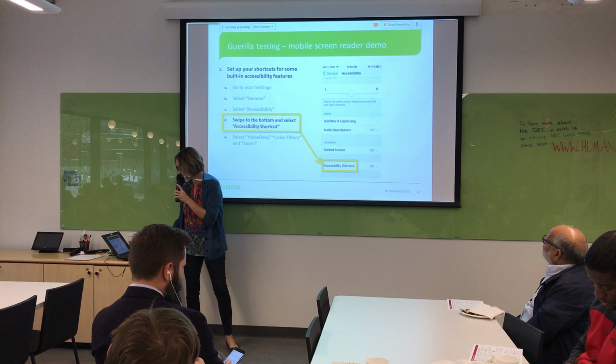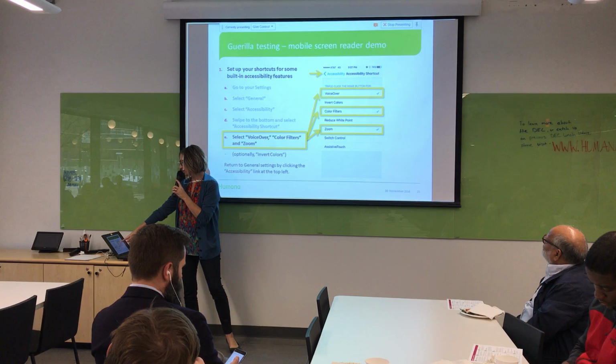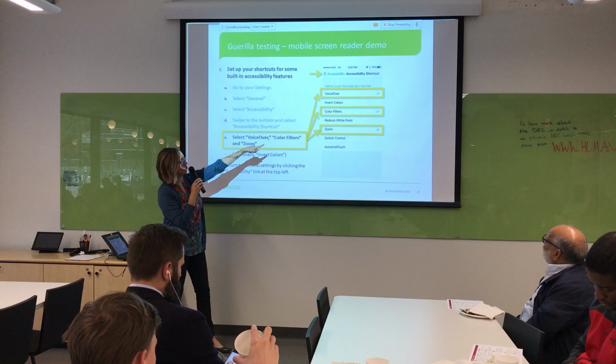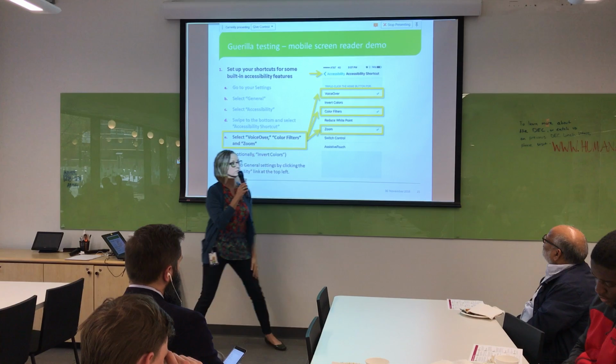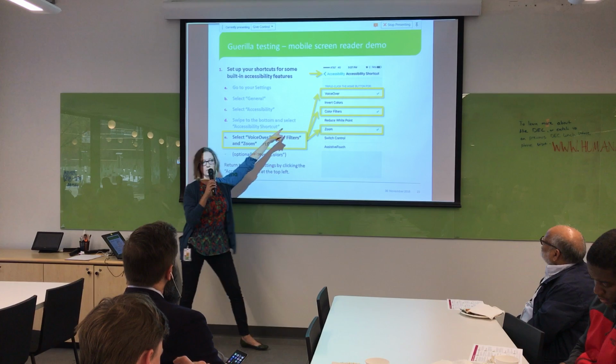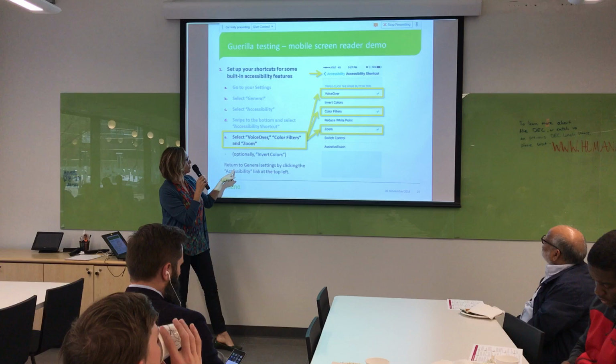Nope. Okay, now set up your shortcuts for some of the features. So these are the three I recommend: VoiceOver, color filters, and Zoom. If you have an older operating system, it might say grayscale, and you can use grayscale instead of color filters. If you want to drive brand crazy, you can also do invert colors. That's a fun one too. Okay, and then return to the general settings with the accessibility link up at the top there.